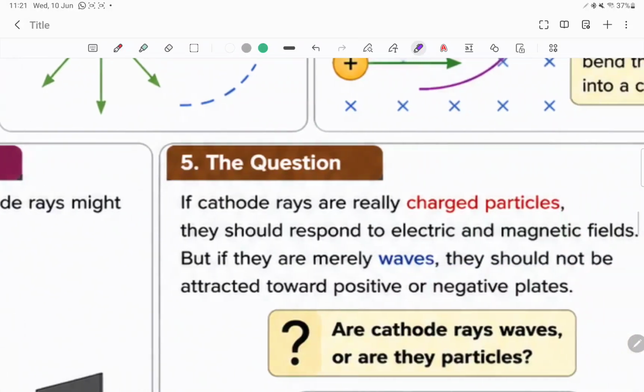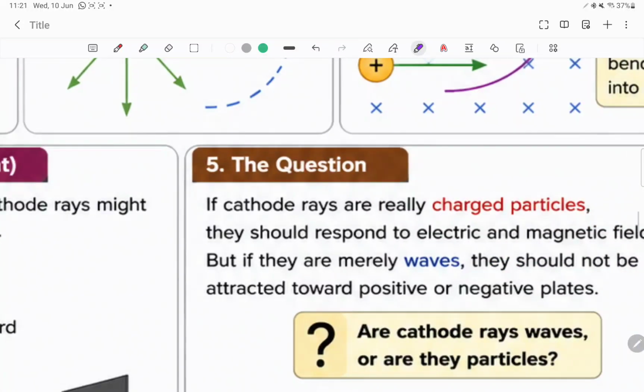But what if the cathode rays are really charged particles, not waves? If they are particles, then they should respond to the electric and magnetic field.